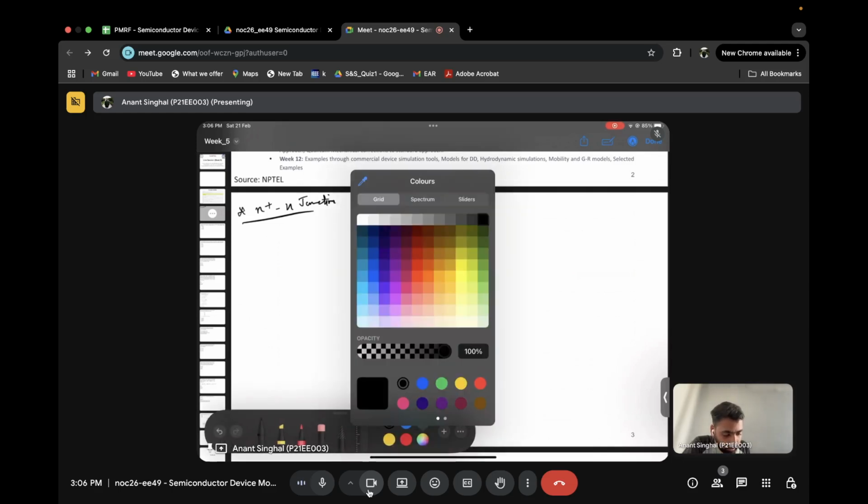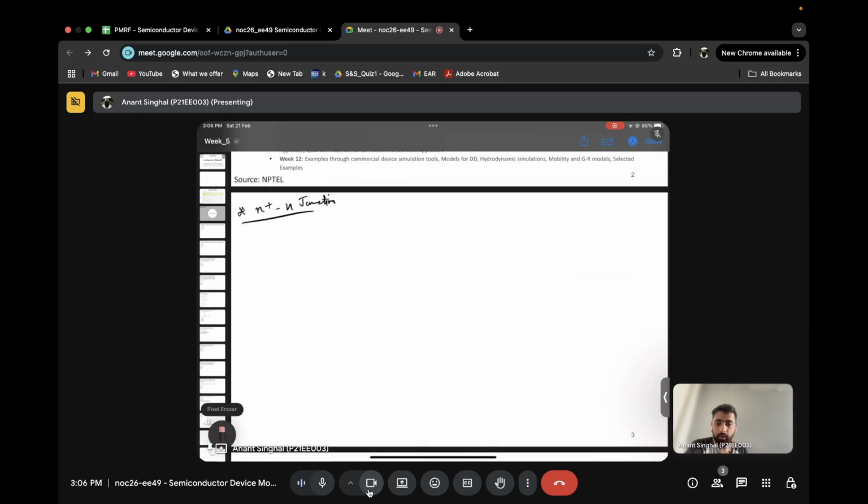I hope you have already understood the last concept, that we figured out that the VBI of an n plus n junction was always coming out to be VT ln of ND1 over ND2, whichever is greater should come above in the numerator. So let's take a similar question, related to a P minus P junction.